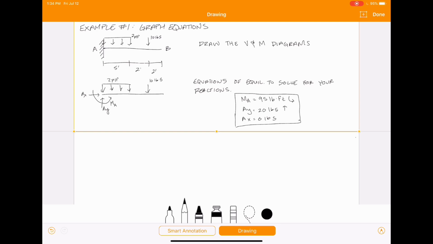Okay, so once you've drawn your free body diagram and solved for your reactions, the next step, step number 3, is to identify your number of equations.